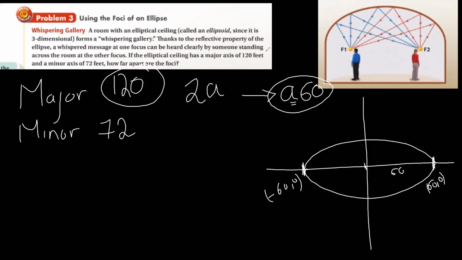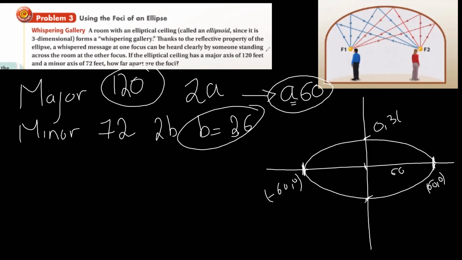Now then, the minor is 72, so this will be 2B. So what is the value of B now? It is 72 over 2, which is 36. So here now, we have (0, 36) and (0, -36).